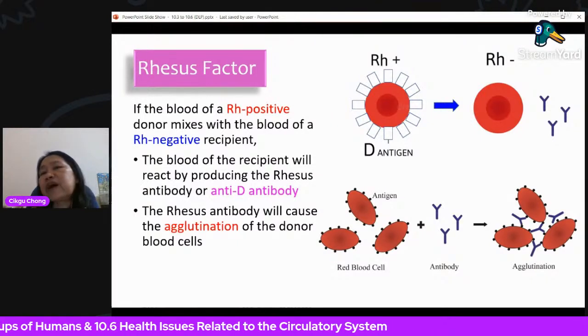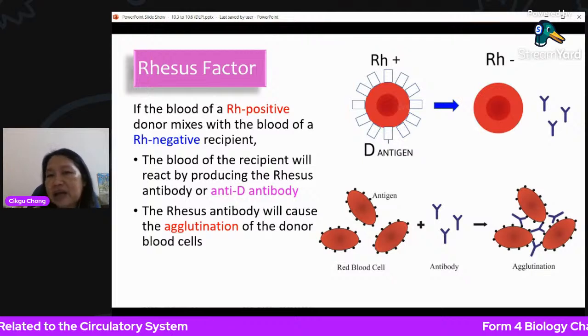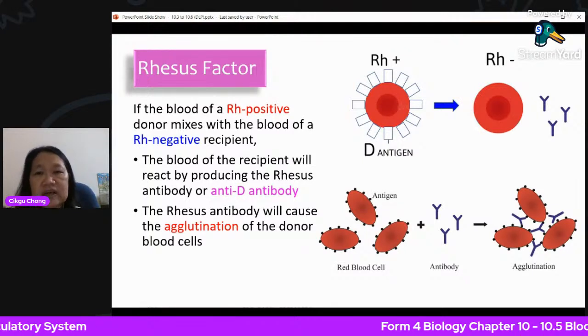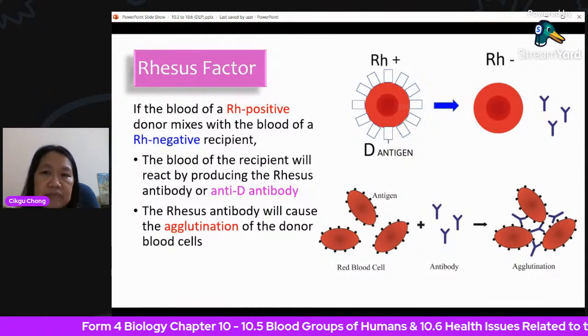Negative can give to everybody. Okay, negative can give to negative. Negative can also give to positive, simply because there is no antigen D on the cell of this red blood cell.